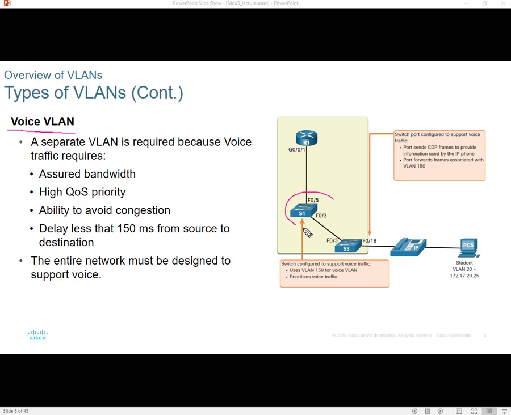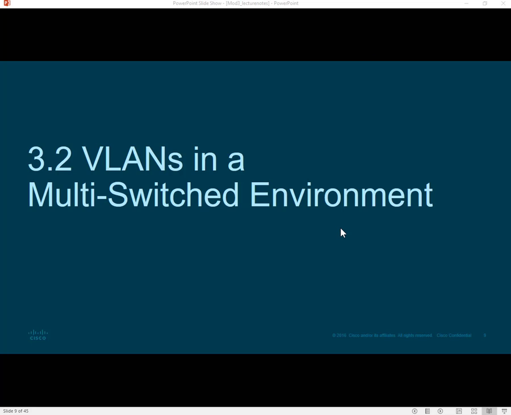So you will notice that switch 1 has been configured to support voice traffic, so it uses VLAN 150. We realize that VLAN 150 is a general rule that is used in practice in designing VLANs. 150 is assigned to voice VLANs. Okay, so notice it uses VLAN 150 for voice VLAN here, and switch 1 prioritizes voice traffic. Okay, so prioritizing meaning there's a traffic priority place, a class of service is defined on the VLAN, so that any time it sees voice traffic, it will give priority to that type of traffic.